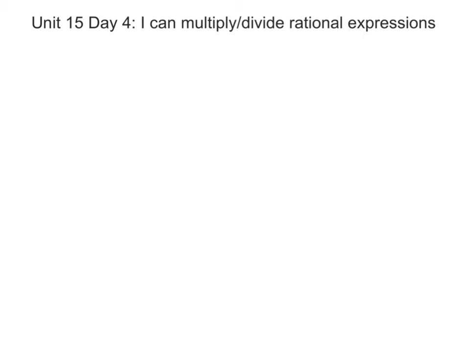Today we are working on multiplying and dividing rational expressions. Before we do that, we're going to have a quick little fraction review. Remember, fractions are our friends. Fraction review. And these fraction skills are going to be really helpful.